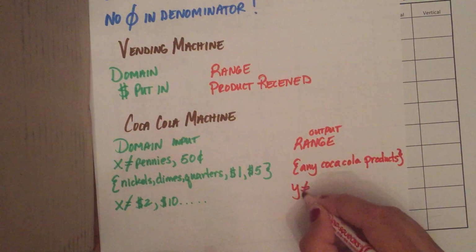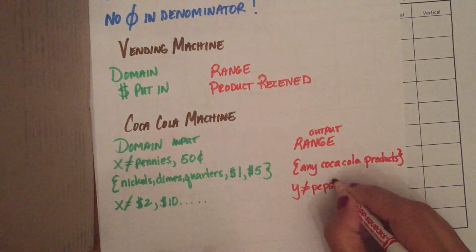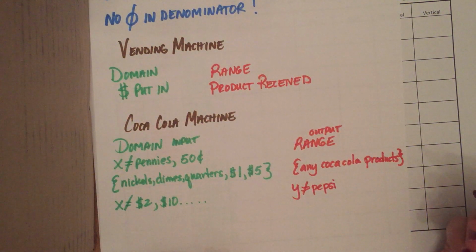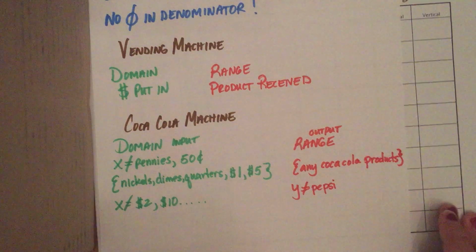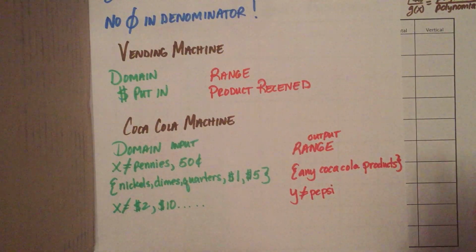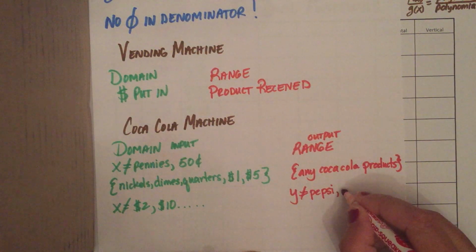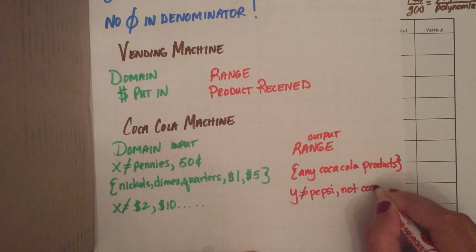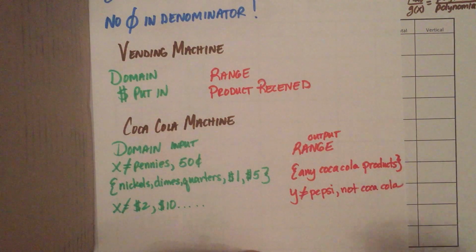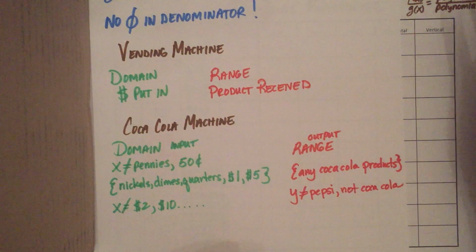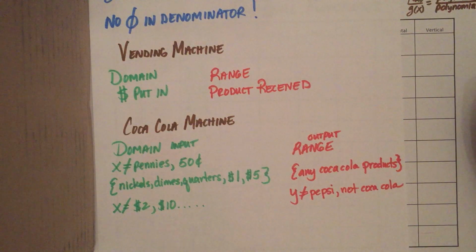What can your range not be? Pepsi products, right? You can't have Pepsi products. There are certain things that are not Coca-Cola products. So y is going to be: you can't have Pepsi or anything that is not a Coca-Cola product. So that is how you figure out your domain and range. Let's say you're looking at a vending machine with snacks, with food in it. You're not going to be able to put money in a snack machine and get a soda out of it.